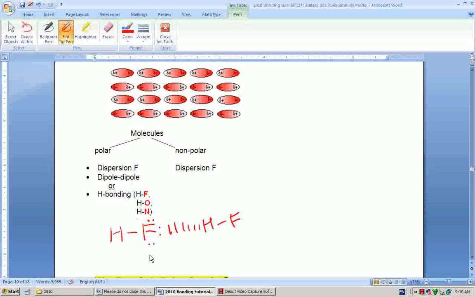The first criteria is that the hydrogen involved in hydrogen bonding must be attached to a highly electronegative atom, F, O, or N. And this hydrogen undergoes hydrogen bonding with the lone pair on a highly electronegative atom as well. In this case, it's F. So both criteria must be satisfied: the lone pair on a highly electronegative atom and a hydrogen attached to a highly electronegative atom.